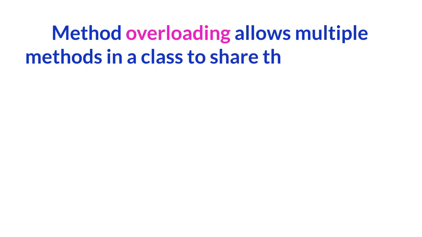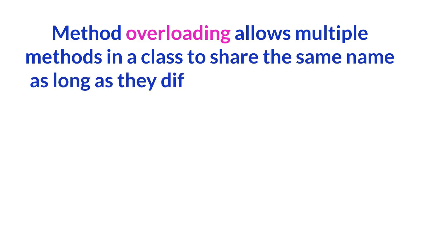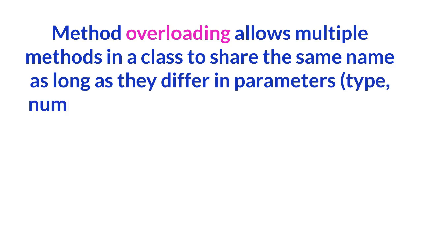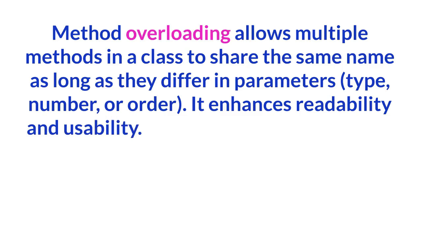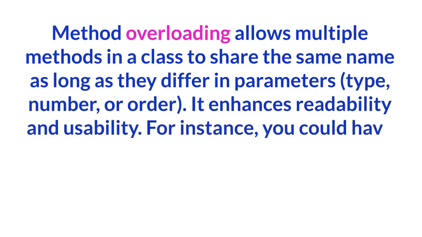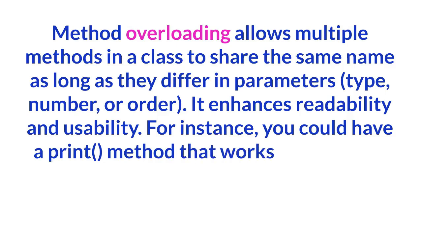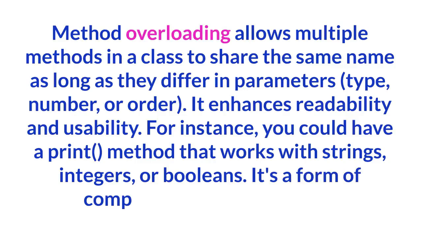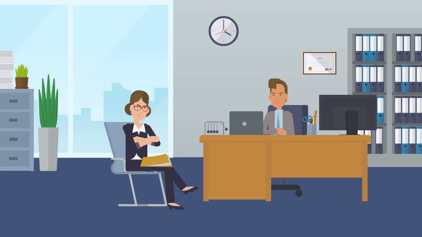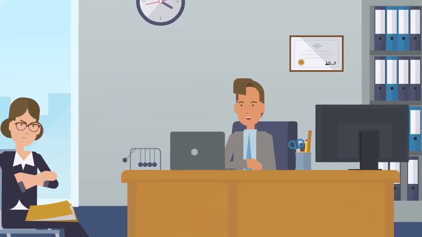Method overloading allows multiple methods in a class to share the same name as long as they differ in parameters, type, number, or order. It enhances readability and usability. For instance, you could have a print method that works with strings, integers, or booleans. It's a form of compile-time polymorphism. Tell me, what is method overriding in Java?